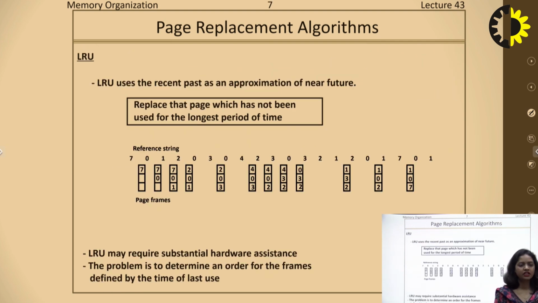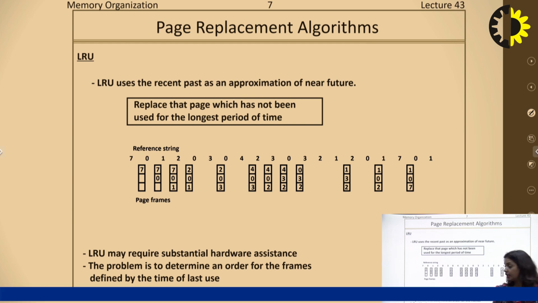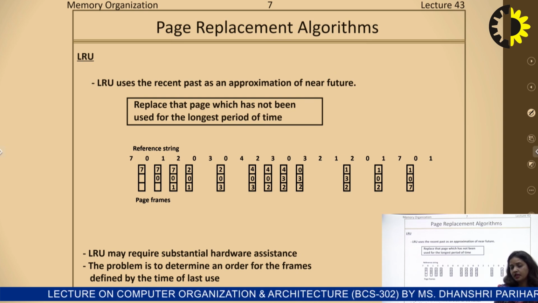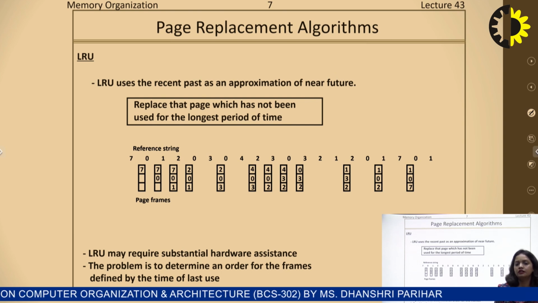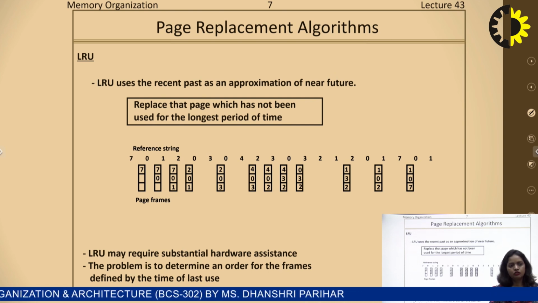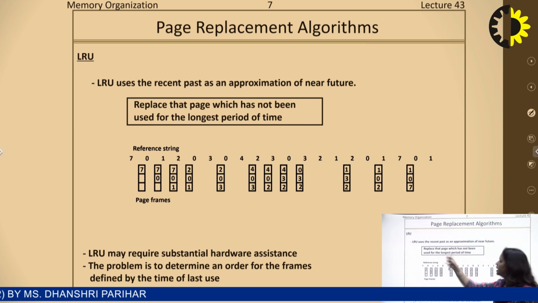After this we have LRU, that is the least recently used page replacement algorithm. It follows the principle of replacing the page which has not been used for the longest period of time. In the LRU strategy, we may require substantial hardware assistance, and the problem is to determine the order of the frames and define the time of last use. In this strategy, we look into the past, into the string, at how many times that element has been used. On the basis of that, the replacement will occur. So let us have a look at this example, to see how the longest period of time is checked from the past.